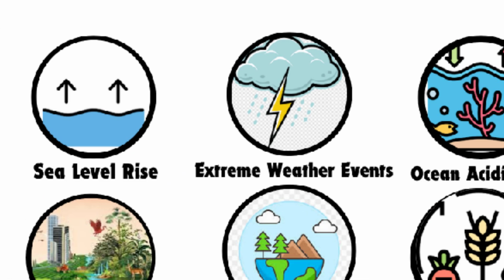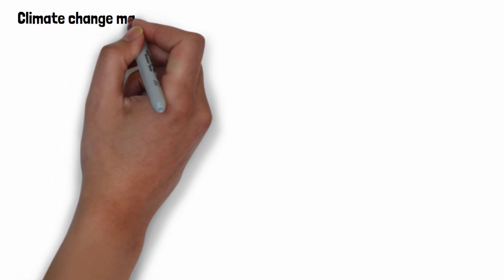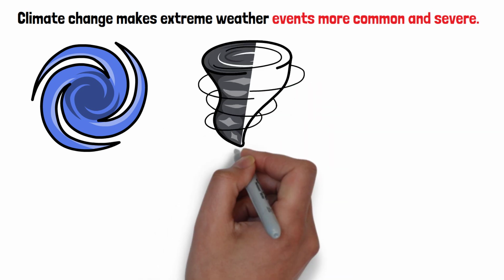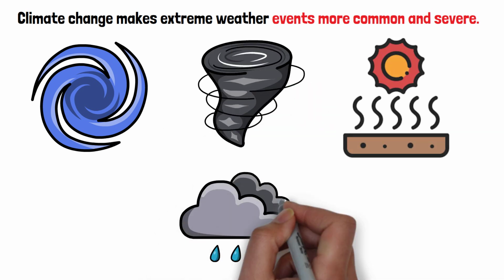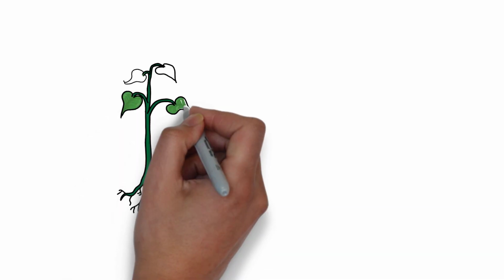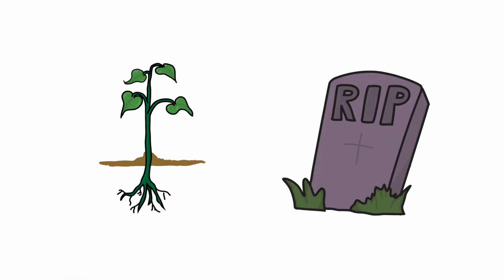3. Extreme weather events. Climate change makes extreme weather events more common and severe. We see more intense hurricanes, storms, heat waves, and heavy rainfall. These events can cause significant damage to homes, infrastructure, and agriculture, and can lead to loss of life.